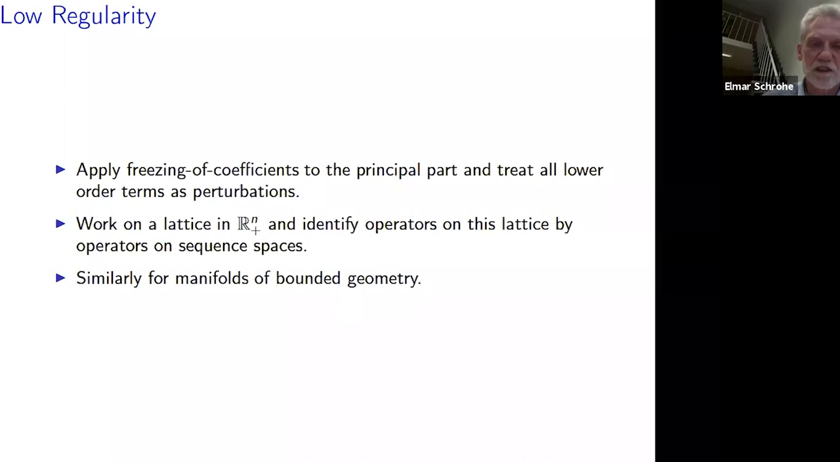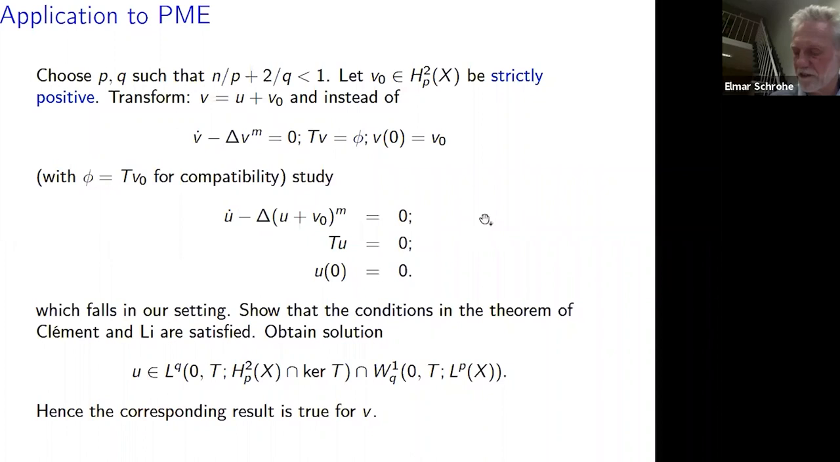Okay, and just the last thing, we can apply this to the porous medium equation. As usual, we have to take the P's and Q's. We look for a solution in this space in LQ of the time interval 0t with H2 coefficients, boundary condition fulfilled, and W1 in time with values in LP. And we have to take P and Q appropriately. So both have to be fairly large, so that n over p plus 2 over q is less than 1. We start with an initial value, and this value has to be strictly positive.